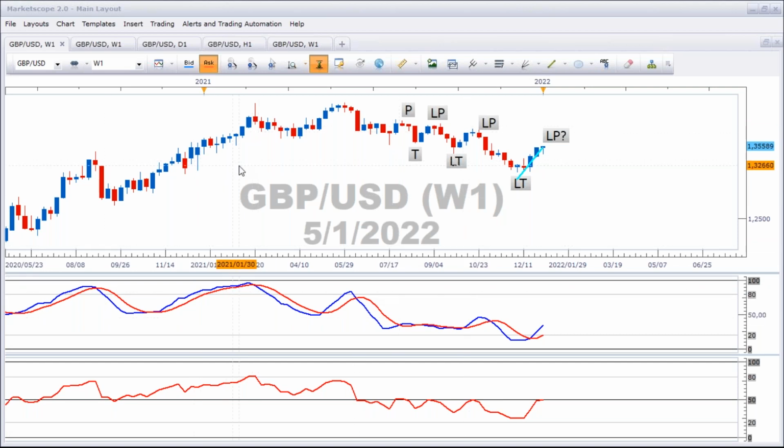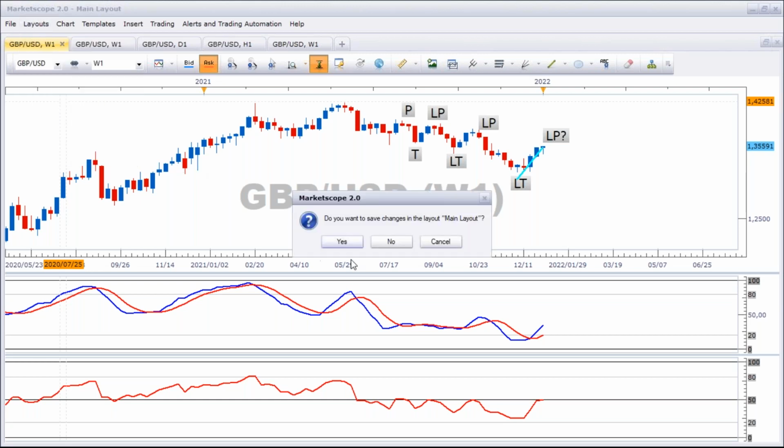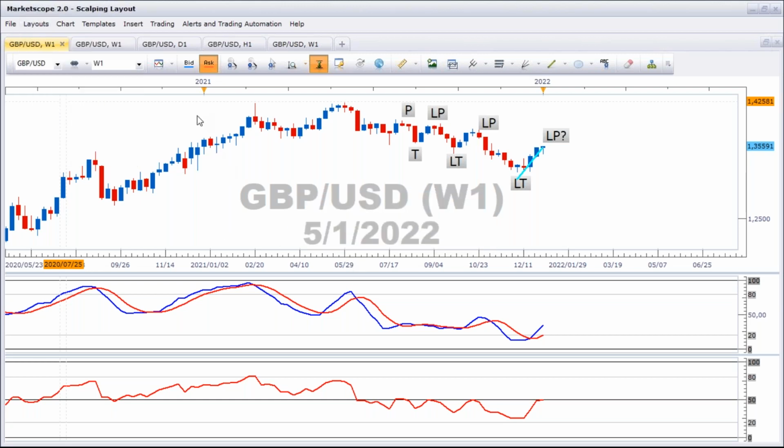The next thing I'd like to do here is just change our layout. The layout's not quite correct for the scalp, so we could just click on layout, and we're going to go on to scalping. We'll just save that main layout.